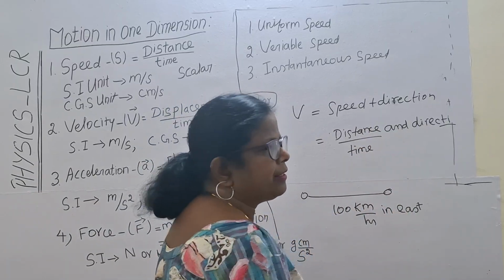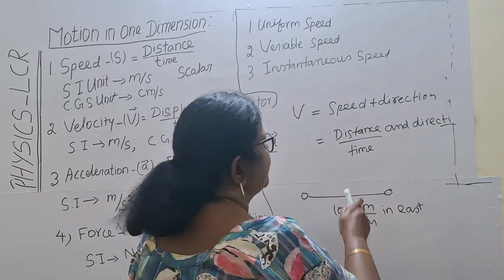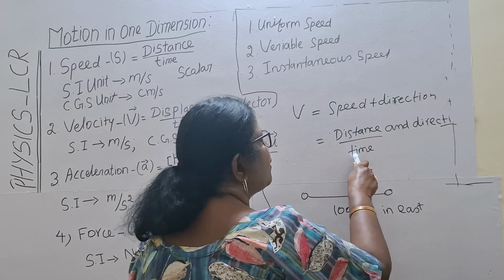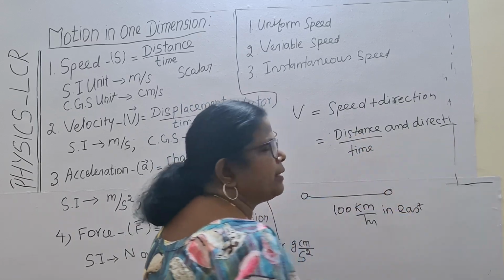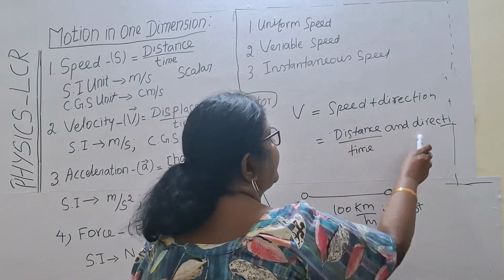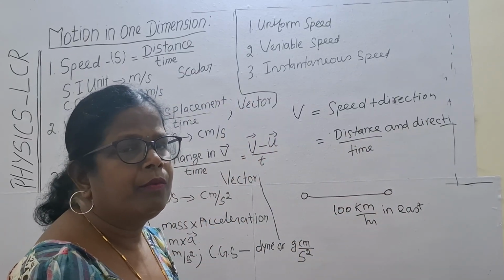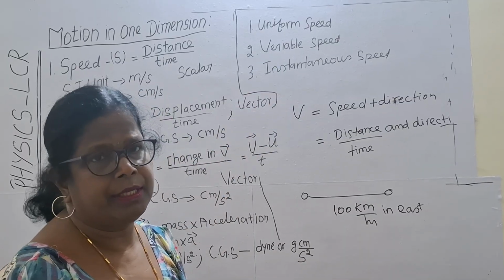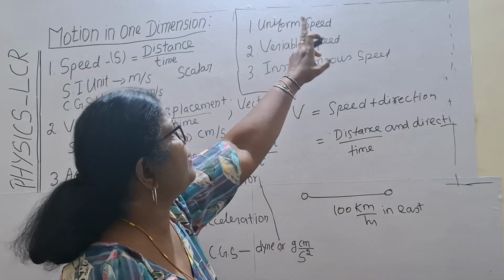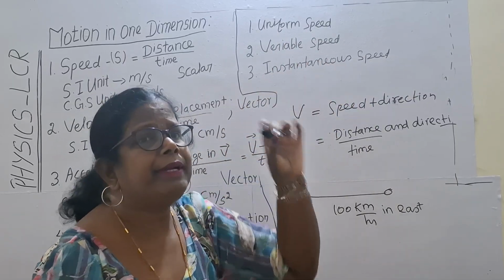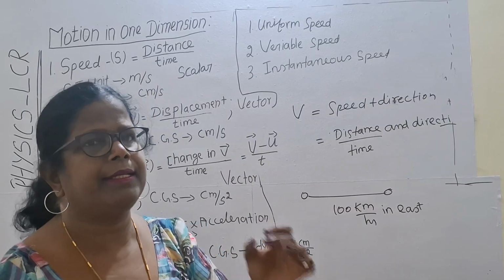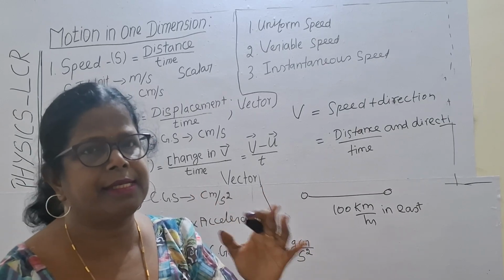So uniform distance and uniform time is there, but continuously direction is changing. So variable velocity. Otherwise non-uniform distance, uniform time and same direction, so it can be. Any one quantity will be different, that is we can say variable velocity. What is instantaneous velocity? At that particular time, what is the speed, what is the velocity? That is the instantaneous velocity.